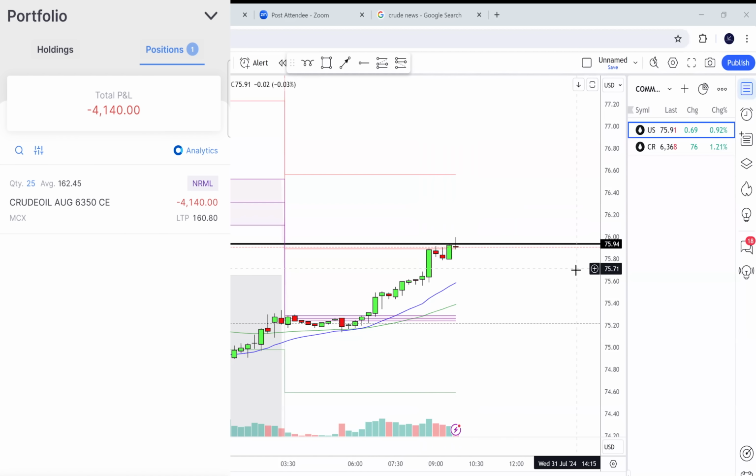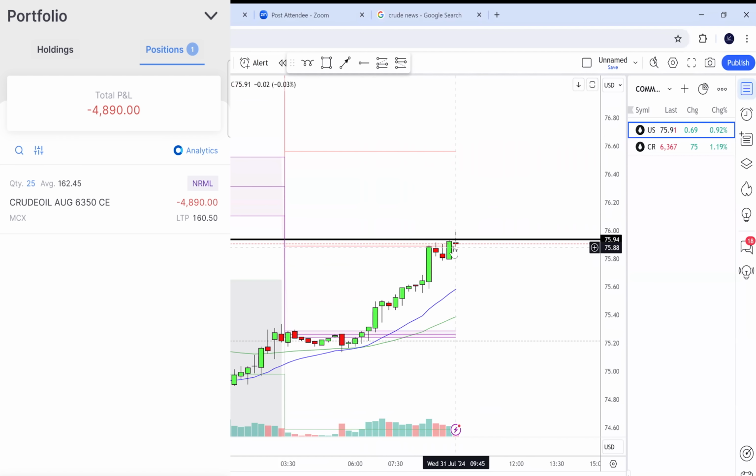Okay guys, next update, you can see that I have added 5 more lots to my position. Earlier it was 20 lots. I have added 5 more lots, so overall now I have 25 lots in a long trade. Average price is 162.45. And why have I added? Because I got some pullback. So that is why I added, with a very small stop loss I kept below this candle. I expect this candle low to hold because I feel this will be a strong support. Let us see how the trade goes.